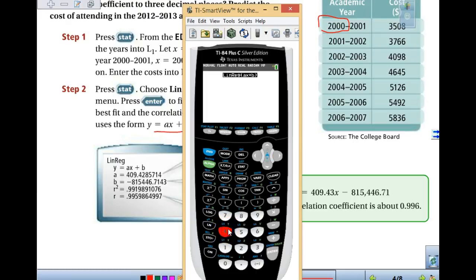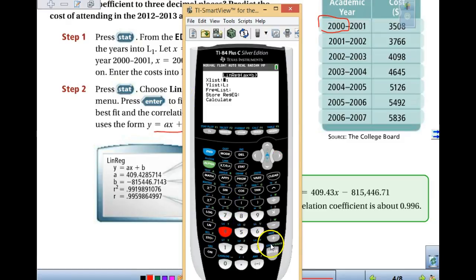So type 4. Yours comes up just a little differently. Yours is going to come up when you go down and hit 4, so calculate. Nope, so at the top, don't clear the list. So, you hit stat, you arrow to calculate. So stat, everyone with me? Yes. Arrow to the right to calculate. Choose option 4 for linear regression.